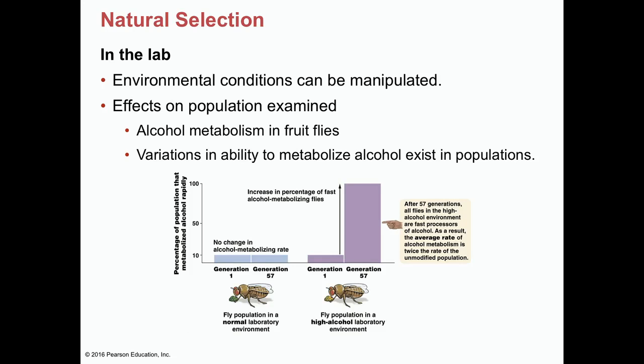So here's an example of an experiment that has looked at changing environmental conditions and how that might impact populations over time. So alcohol can be metabolized by fruit flies. Some individual flies will naturally have a higher ability to metabolize alcohol. If they are exposed to alcohol, they're going to survive just fine. However, those with lower ability to metabolize alcohol will actually have some toxic effects of that alcohol, and it will make them less likely to survive.